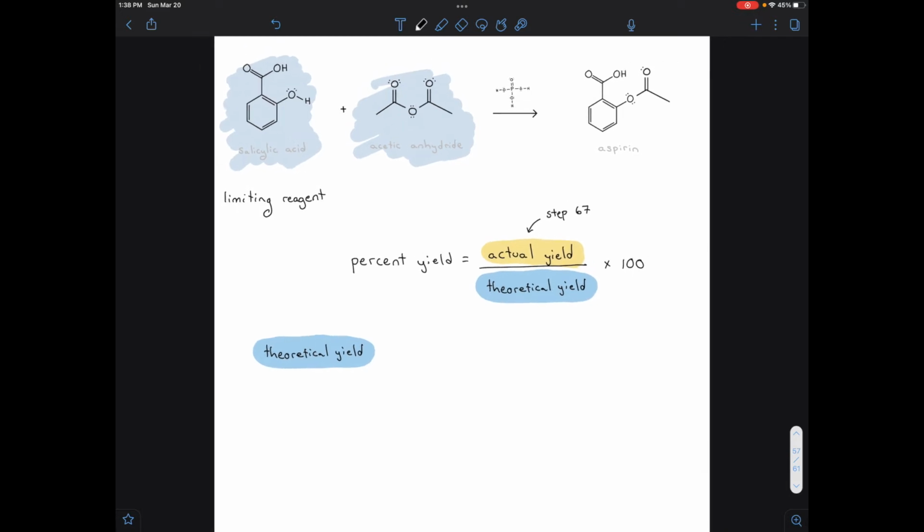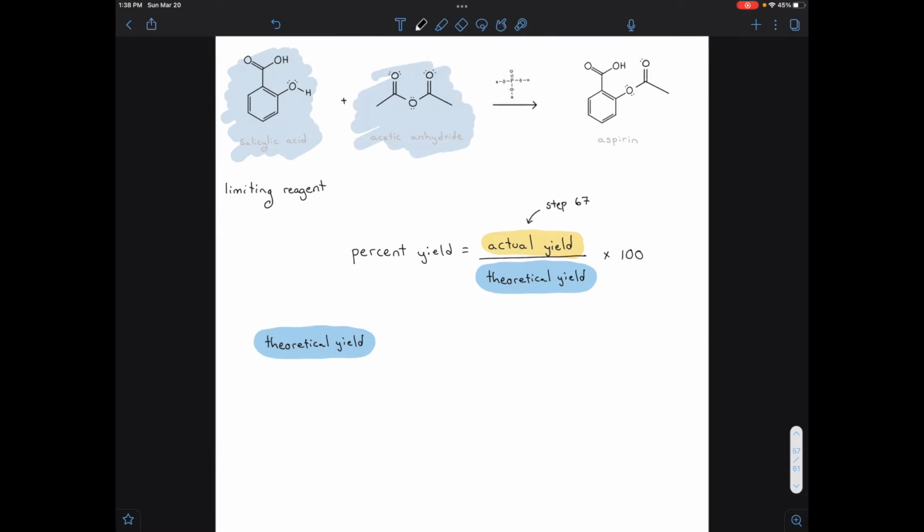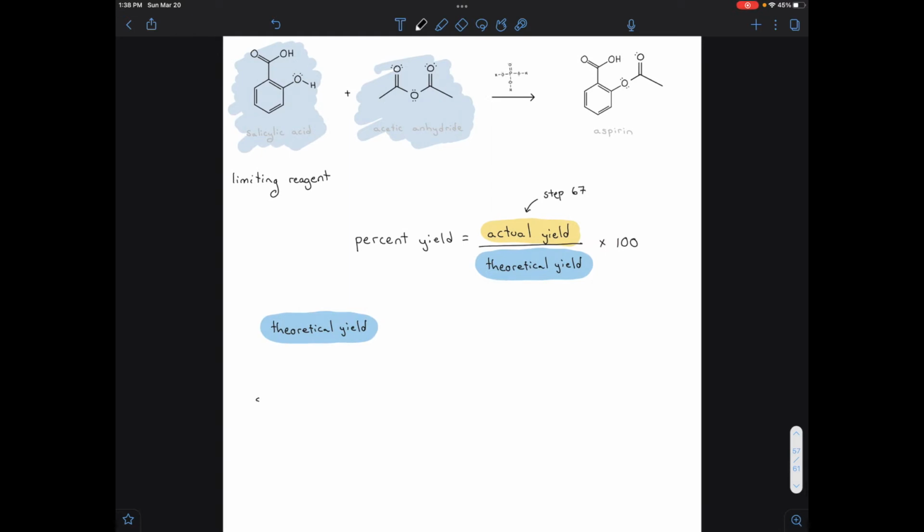And so the first thing you'll want to do is to look at how much salicylic acid you used. That's going to limit how much aspirin you could have theoretically made. You would get that in our procedure from step 15. So step 15, you took a picture of how much salicylic acid your group weighed out. Everyone weighed out a slightly different amount. Look at how much you weighed out in step 15. That will give you the grams of salicylic acid.